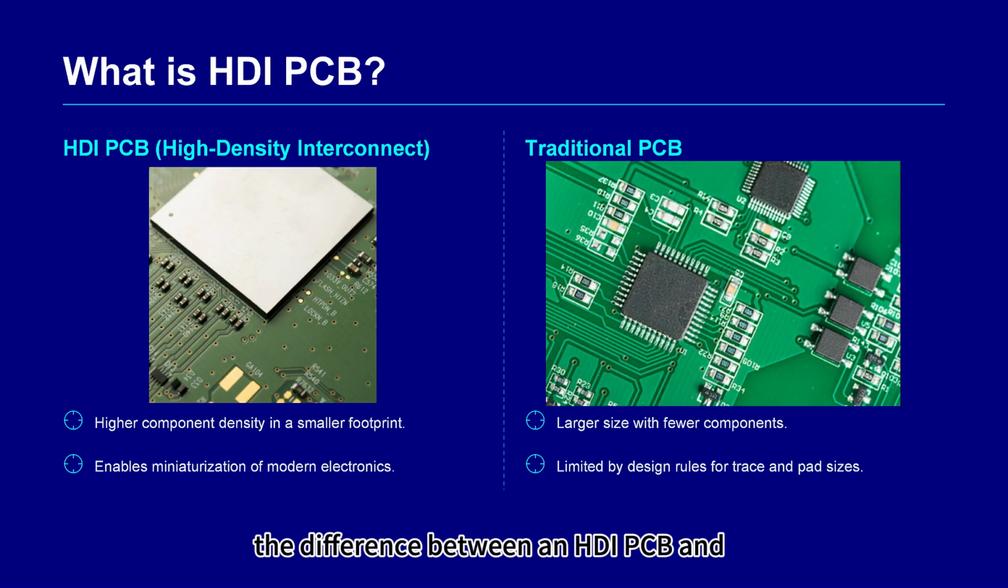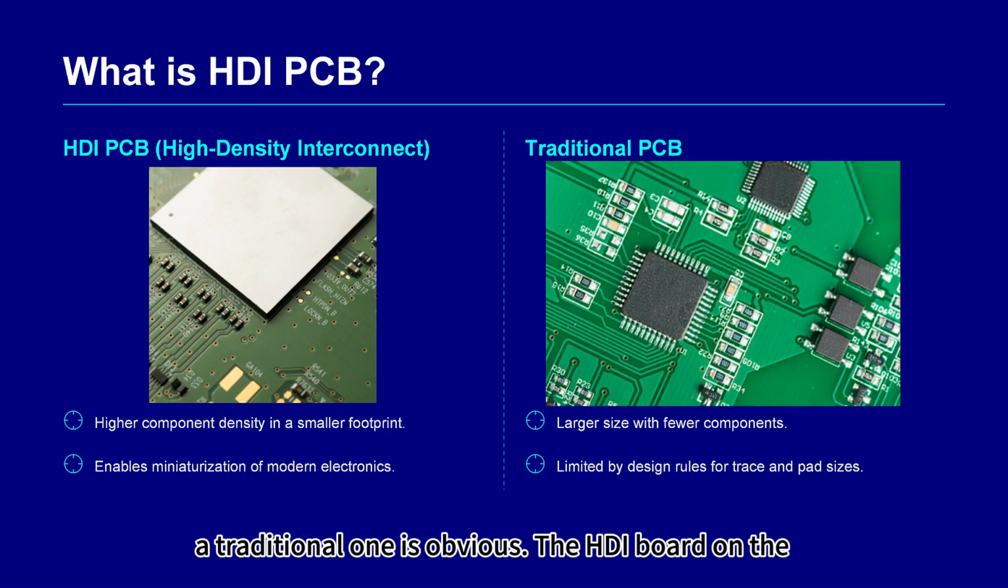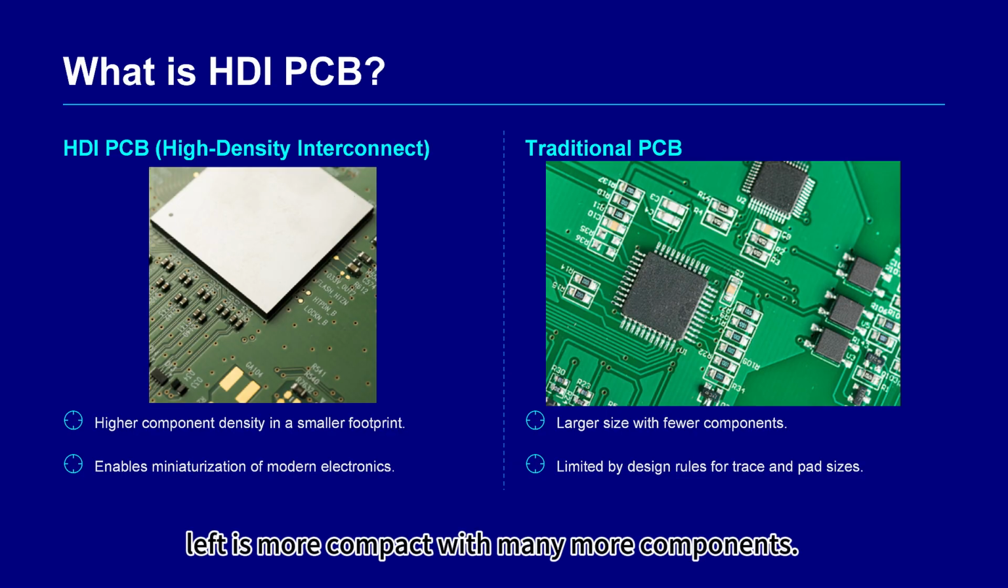The difference between an HDI PCB and a traditional one is obvious. The HDI board on the left is more compact with many more components. This miniaturization is vital for developing smaller, more powerful and portable electronics.